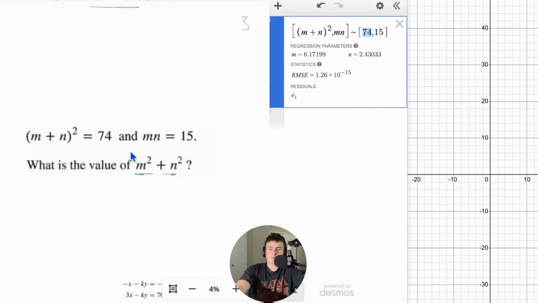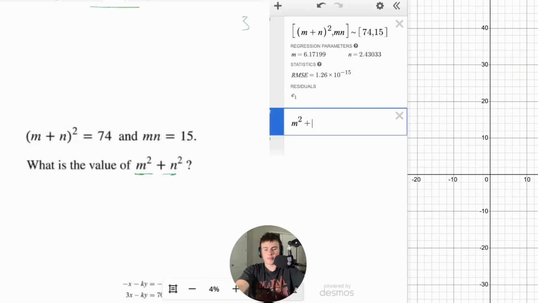What is the value of m squared plus n squared? Well, Desmos just solved for m and n, and it's always reassuring that you get a very small RMSE value. You want this to be as close to 0 as possible. If you get like 300, that's really bad, right? So just type in m squared plus n squared, and you get 44. So the answer is 44.